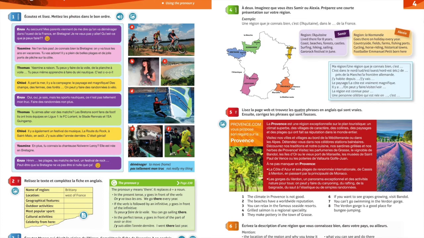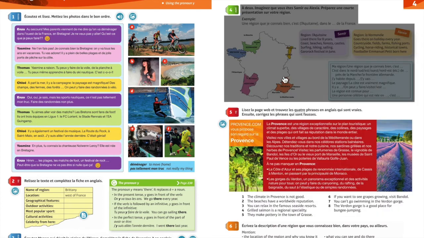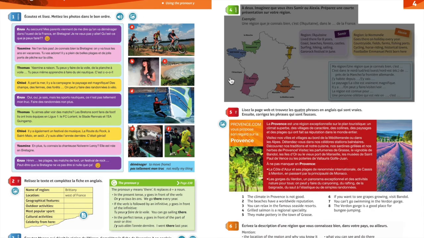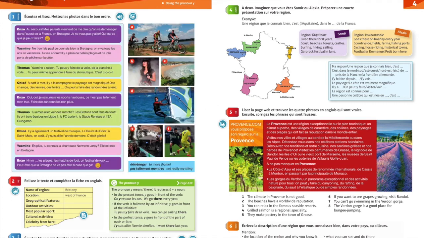Une région que je connais bien, c'est l'Alsace, dans le nord-est de la France. Okay, so it's dans le nord-est de la France. A little clue up here is the map. You can see Alsace over here, the yellow one. So dans le nord-est de la France. J'y habite depuis 12 ans.